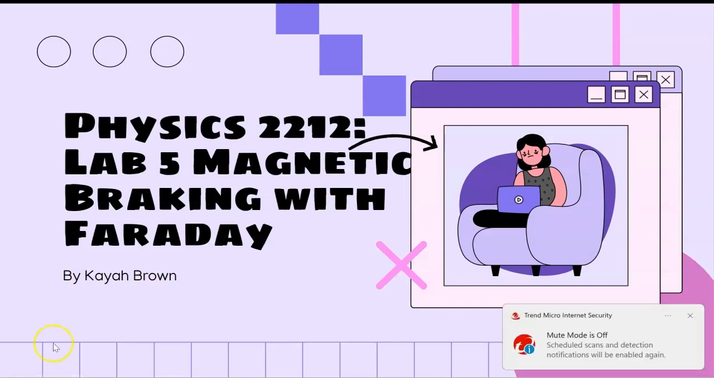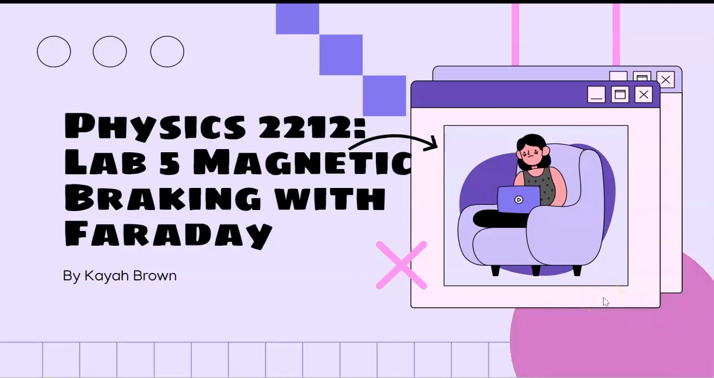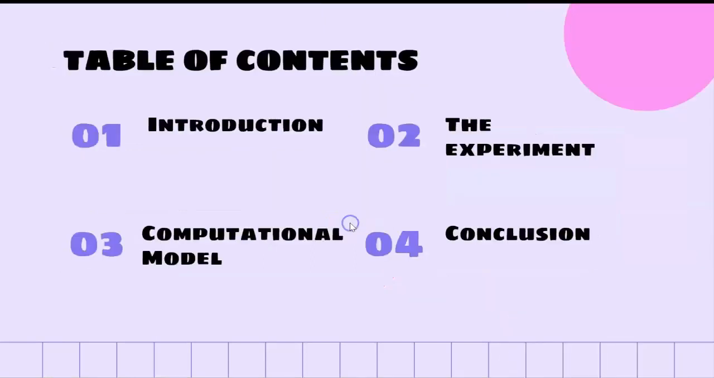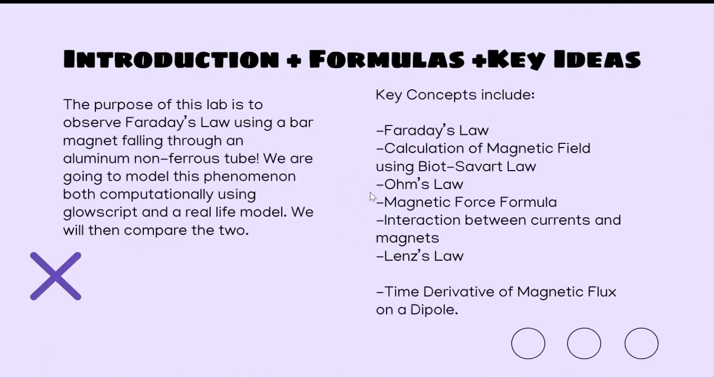This is Lab 5 for Physics 2212, Magnetic Bracking with Faraday's Law. So we have our table of contents. First, we have our introduction. This includes all of our key concepts and key equations that we'll need for this experiment. Then the experiment itself with the procedures and results. And then we also have the computational model made in GlowScript, of course. And then we have our conclusion that answers our discussion questions. So the introduction, formulas, and our key ideas.